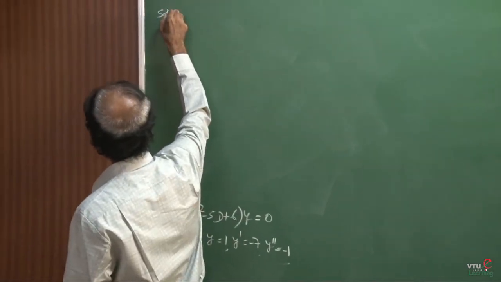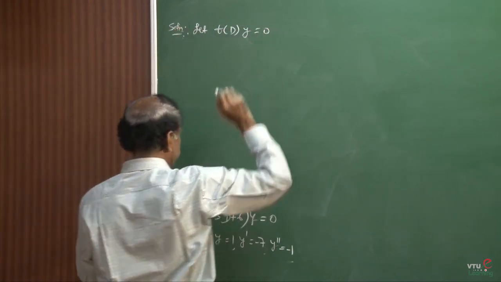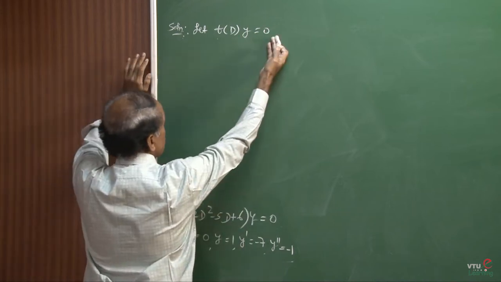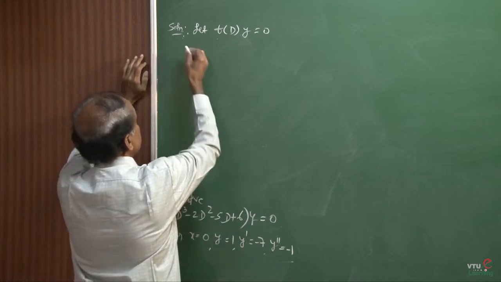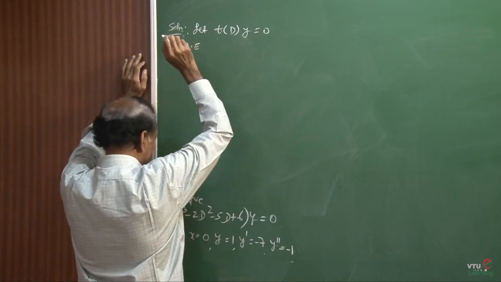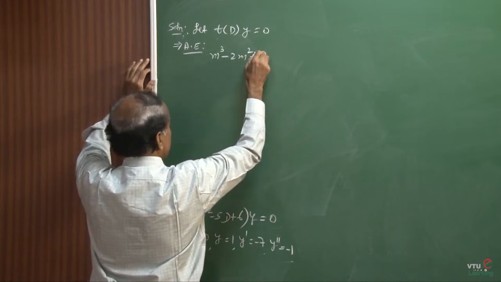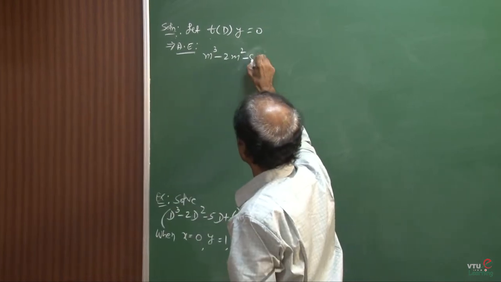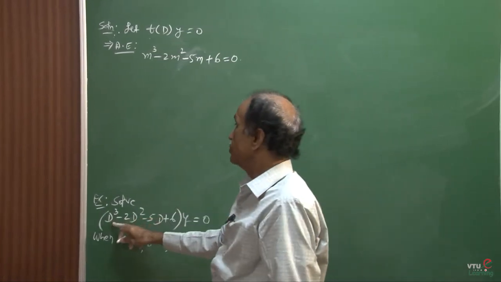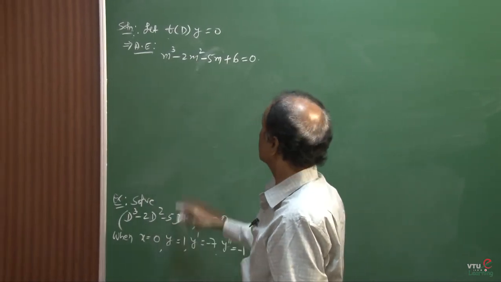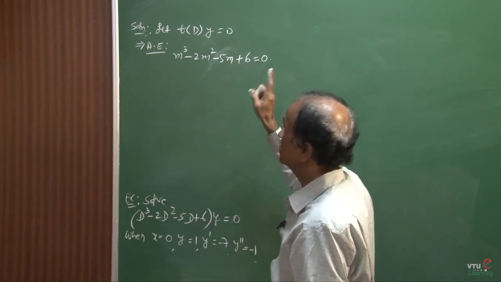Okay. In the solution, I will write like this. Let this be f of D operating on y equal to 0. Therefore, f of D stands for the derivative term. Derivative term is linear differential operator term. Therefore, implies auxiliary equation. Auxiliary equation means, that is, in terms of m: m cube minus 2m square minus 5m plus 6, that is equal to 0, correct? D cube means m cube, d square means m square, d is m, and coefficients are same, minus 2, minus 5, first one is 1, and this is plus 6 equal to 0. This is the auxiliary equation.